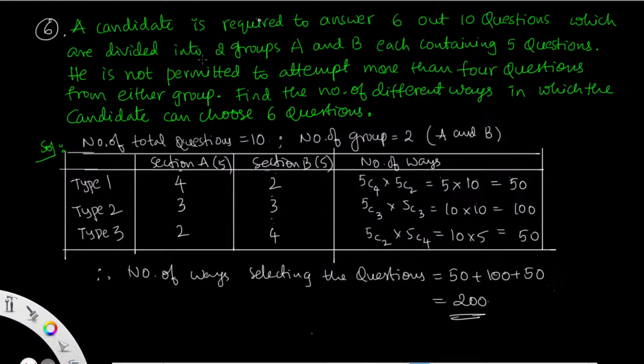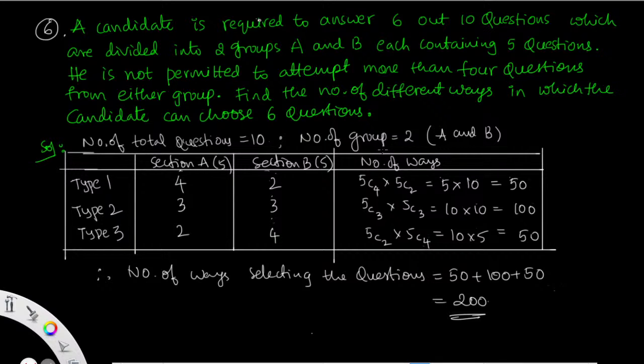A candidate is required to answer 6 out of 10 questions, which are divided into 2 groups, A and B, each containing 5 questions. He is not permitted to attempt more than 4 questions from either group. Find the number of different ways in which the candidate can choose the 6 questions.